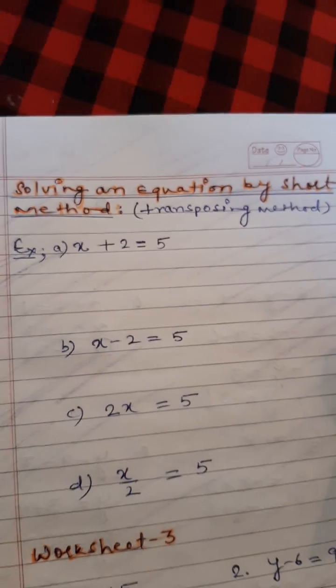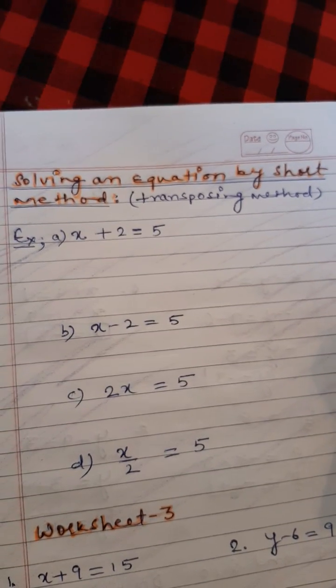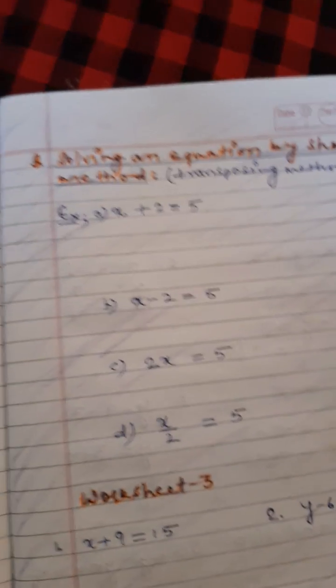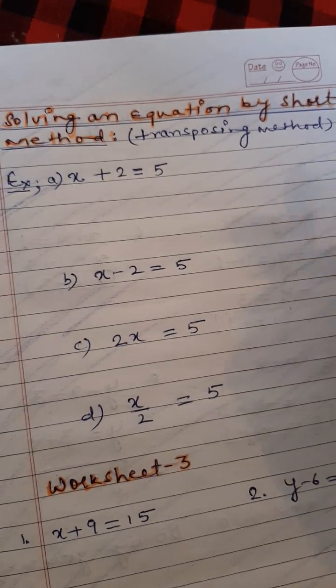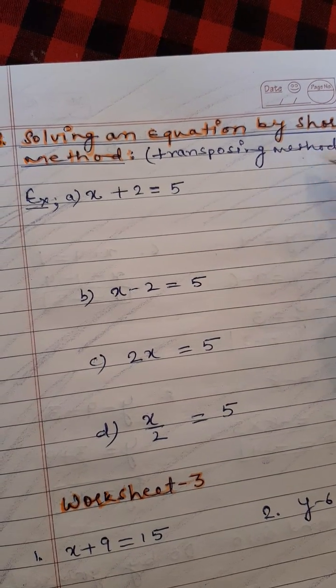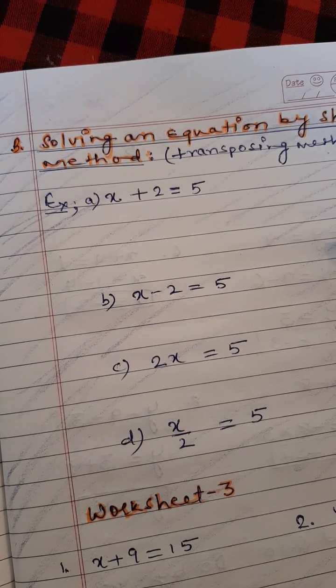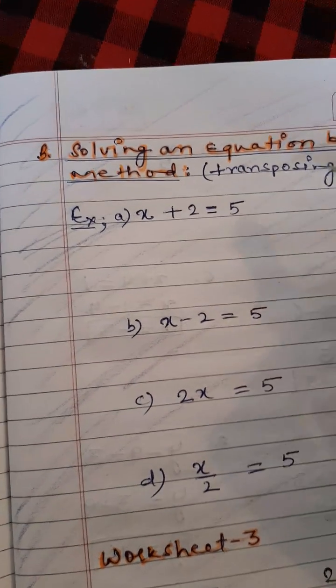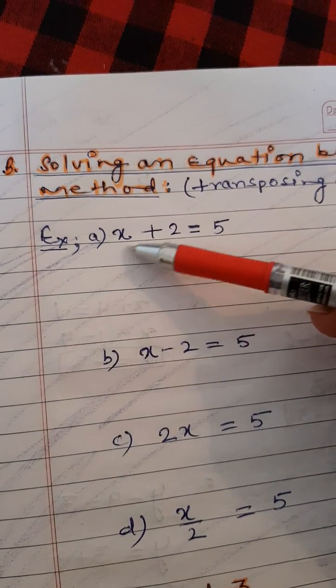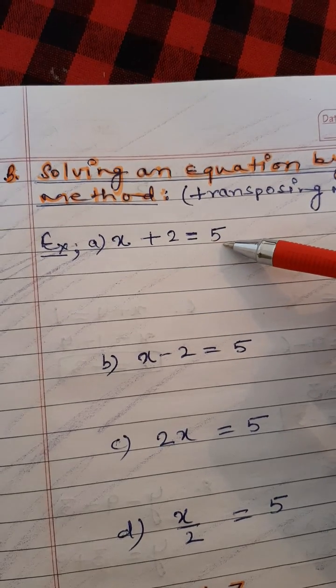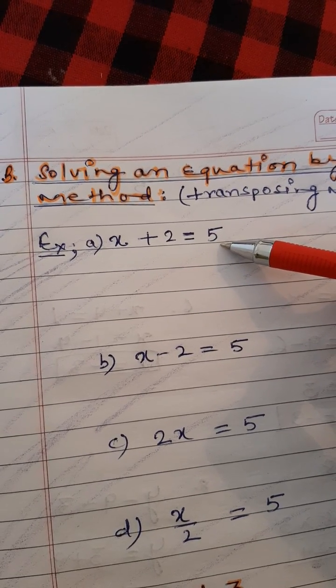Now coming on to the second method, that is solving an equation by short method, we can say that, right? So this method is also known as transposing method, or here we have to transpose the value. Let us understand this by taking an example. Here I have taken this equation x plus 2 is equals to 5. Now see how we are going to do.